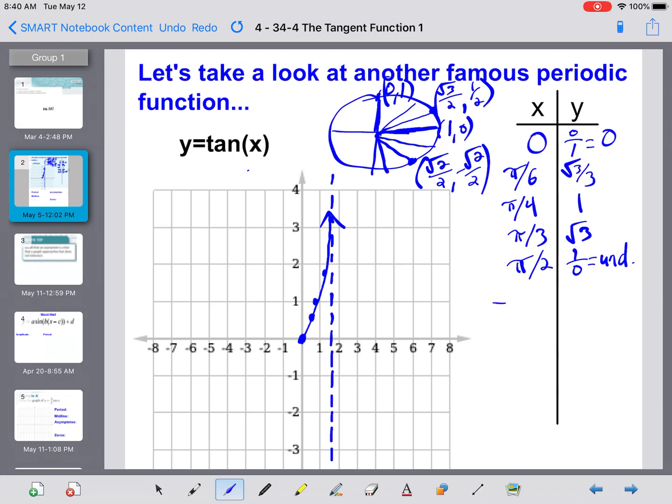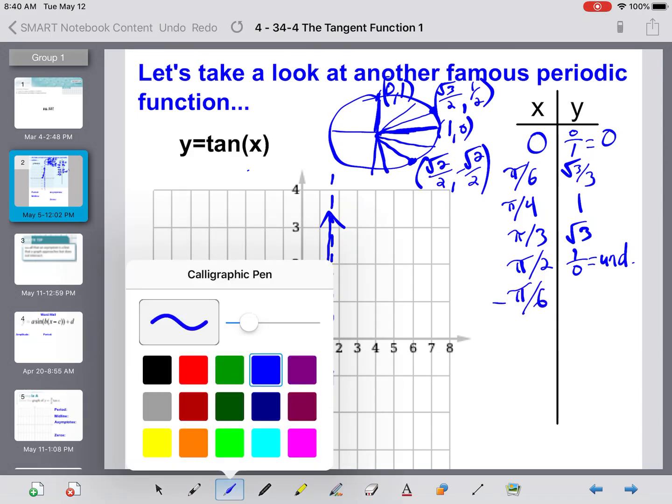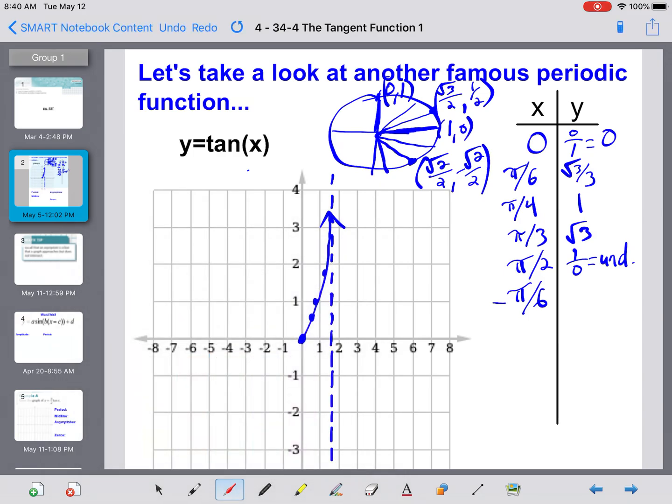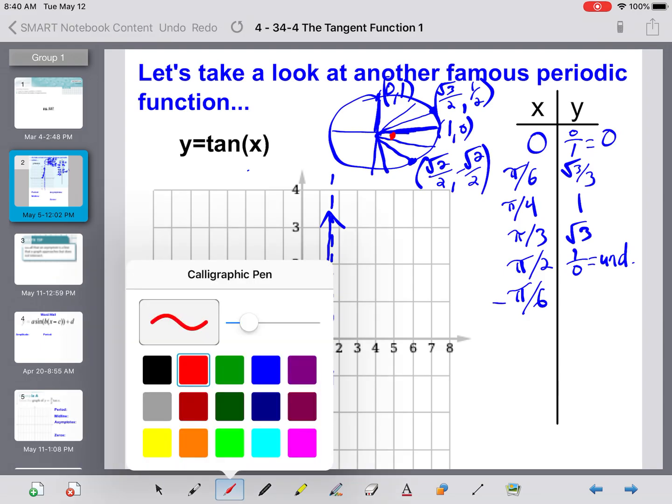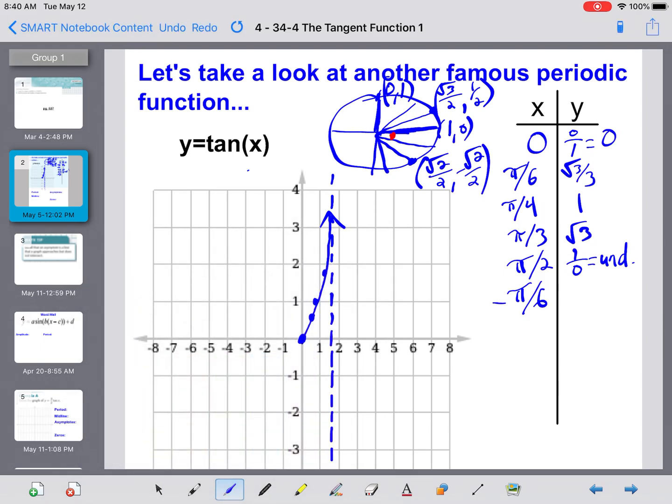So for example, if I plug in negative pi over 6, okay, that's in quadrant 4. Remember, negative angle just goes in a clockwise direction. So right there is negative pi over 6. My 30, 60, 90 triangle would have the same values. The only difference is my tangent ratio is going to be negative root 3 over 3. If I do negative pi over 4, it's going to be negative root 2 over 2 divided by positive root 2 over 2, so it's negative 1. If I do negative pi over 3, it's going to be negative root 3.